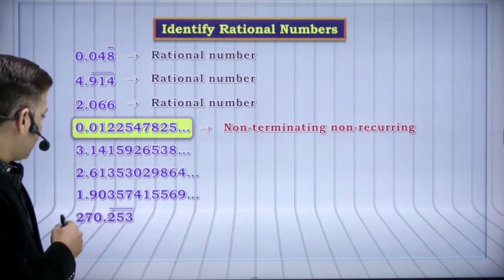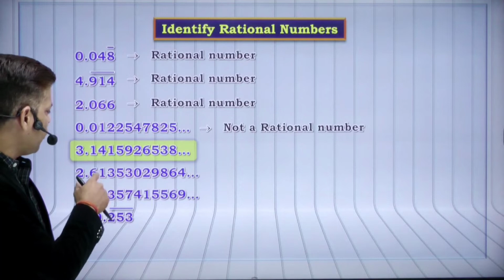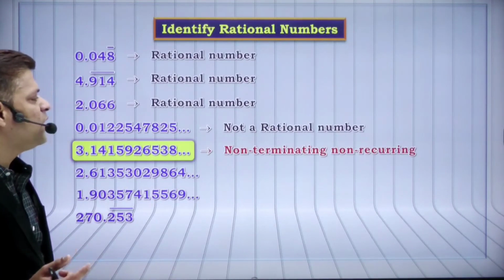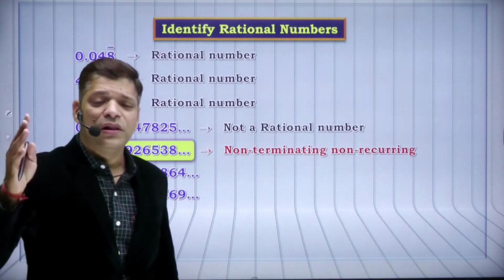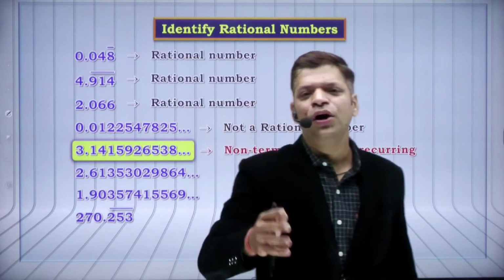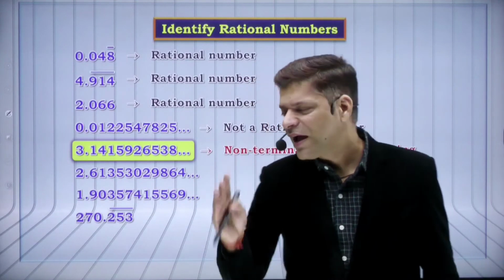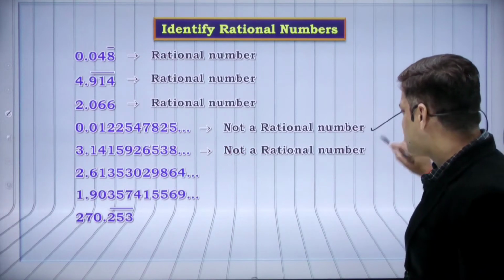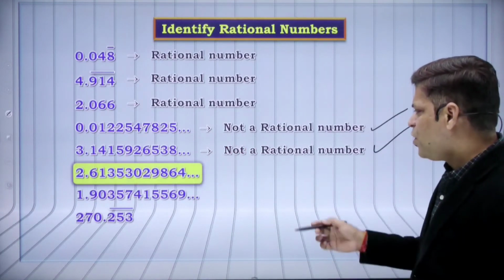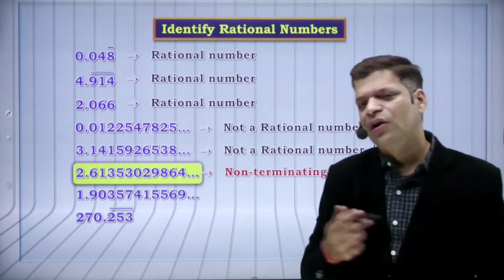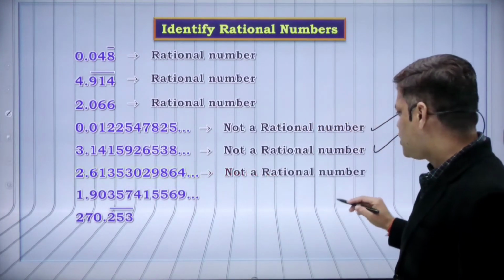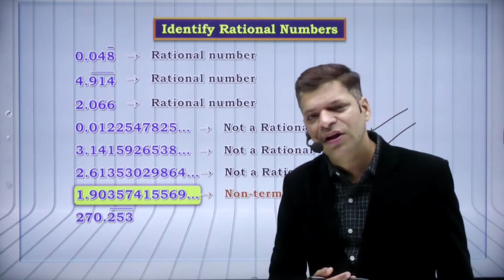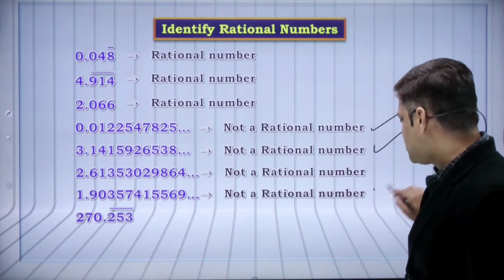The same way we can also check 3.141592653 up to so on. This is also non-terminating, non-recurring. So the numbers which are non-terminating and non-recurring, this type of numbers are not rational numbers. These are not rational numbers. The next one also we can say non-terminating and non-recurring. So this is also not a rational number. And the next one also we can say non-terminating and non-recurring. So this is also not a rational number.